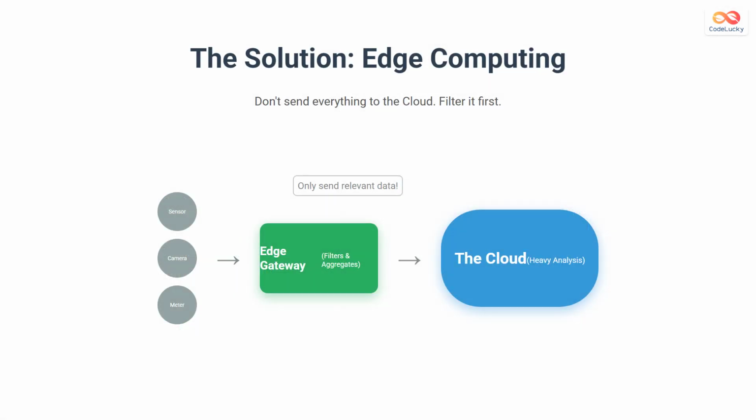One major solution is edge computing. Instead of sending every single piece of data to the cloud, we process it locally on the device or a nearby gateway. This allows us to filter out noise and only send the most important insights to the central server.